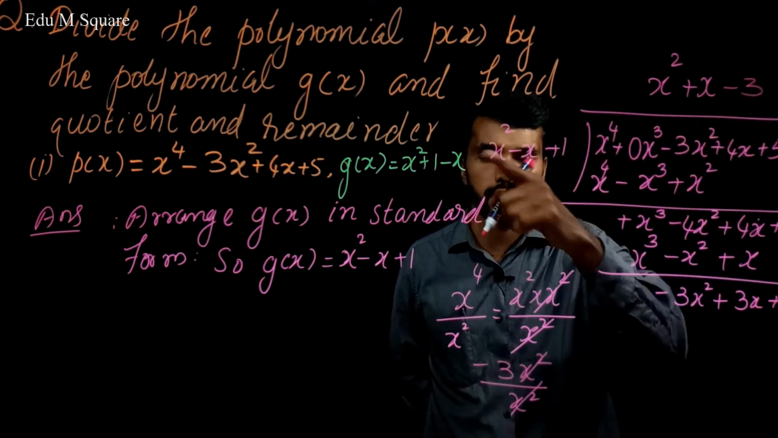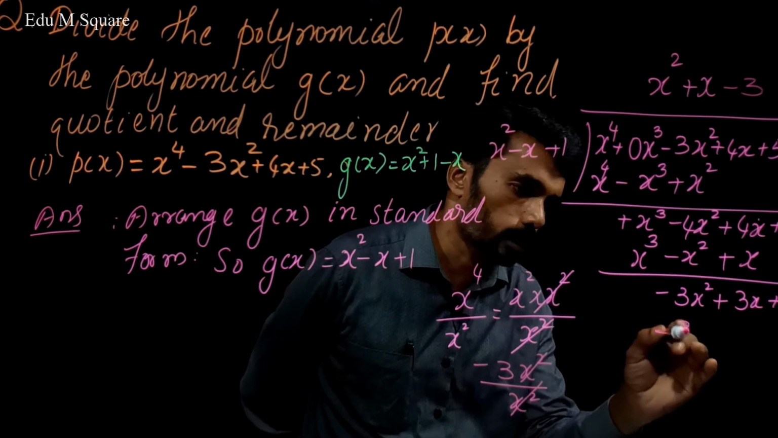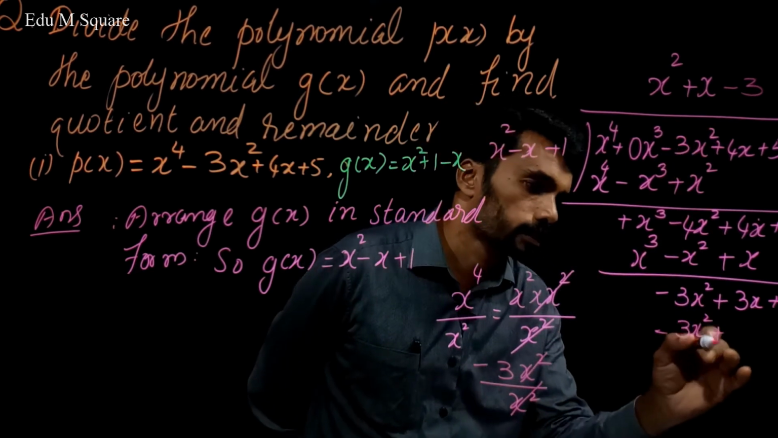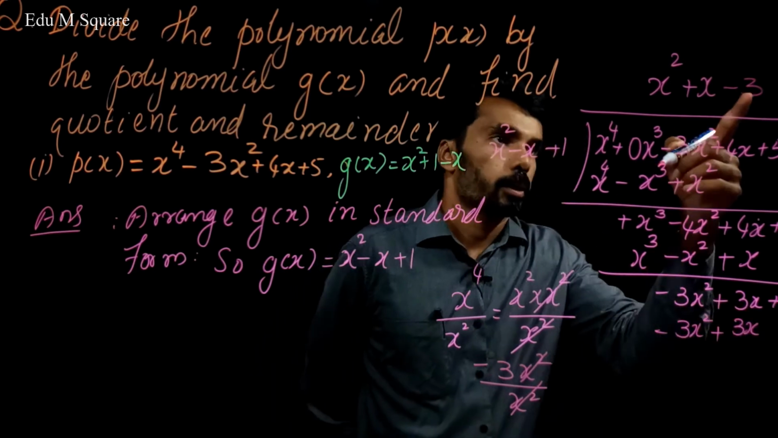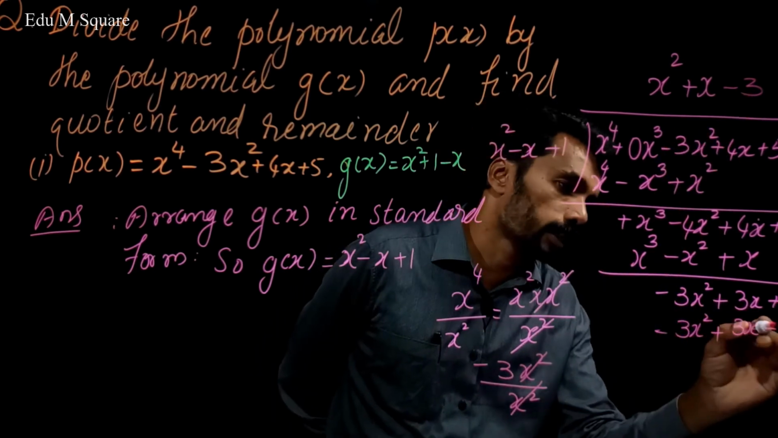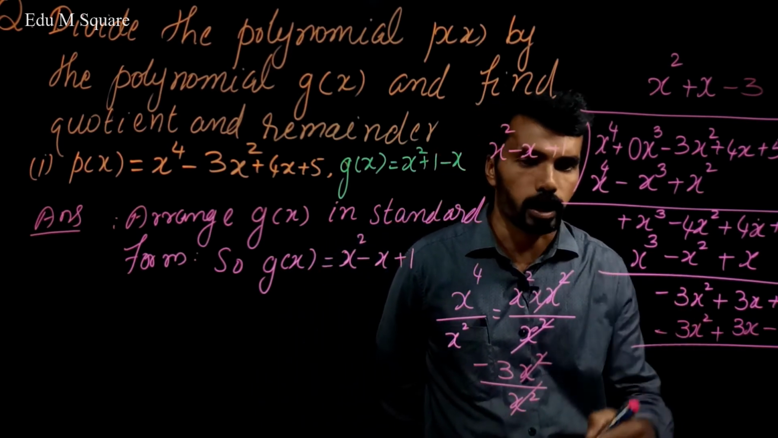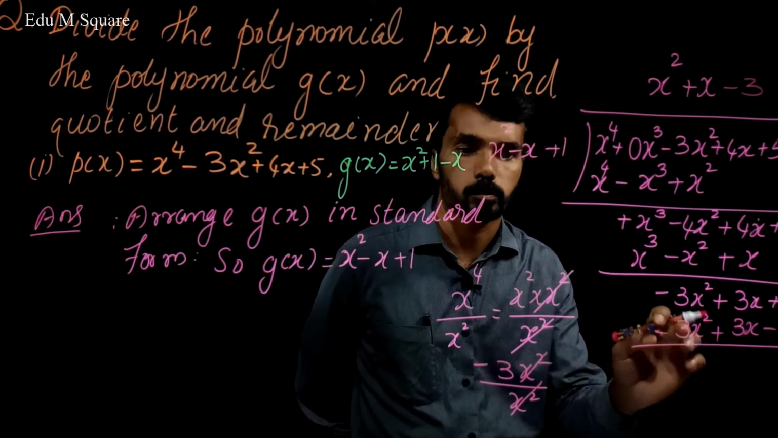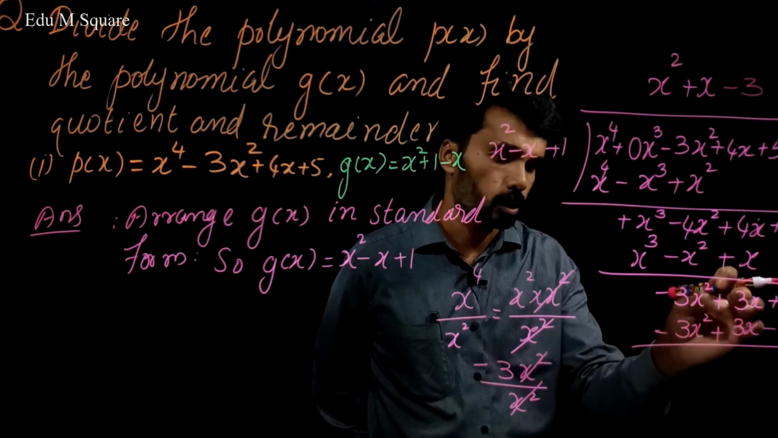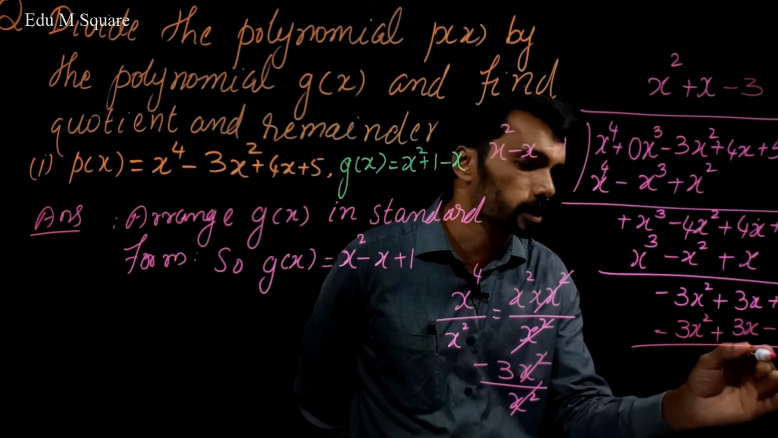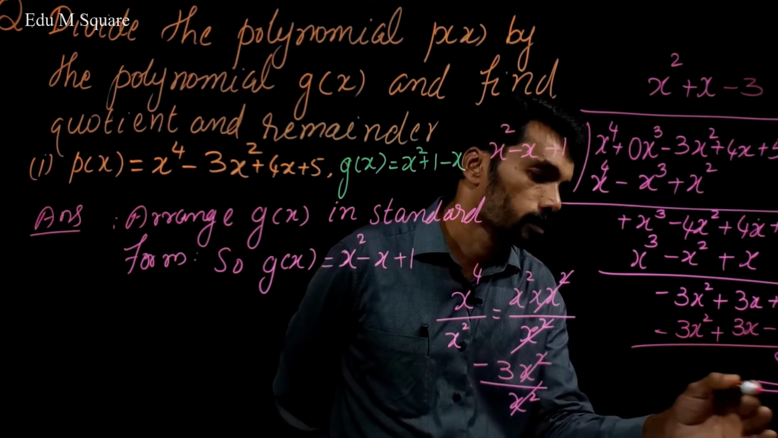Next we multiply each term of the divisor by this minus 3. So minus 3 into x square, minus 3x square. Minus 3 into minus x, plus 3x. Minus 3 into minus 1, minus 3. So this is equal to 3x square minus 3x square, which becomes 0. 3x minus 3x, 0. 5 minus 3, so it is plus 8.